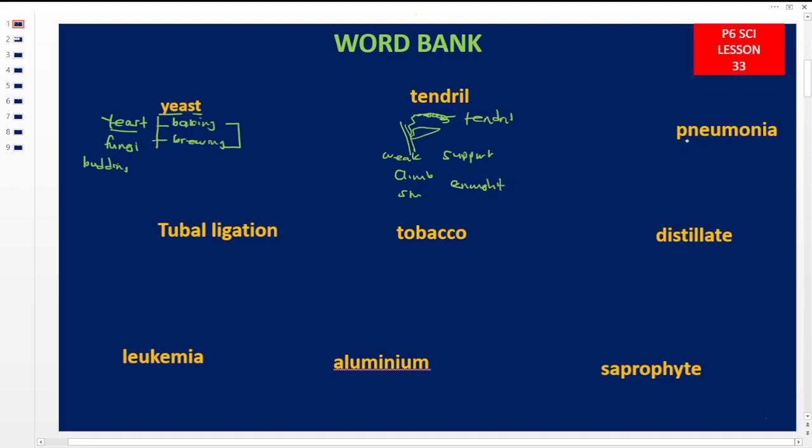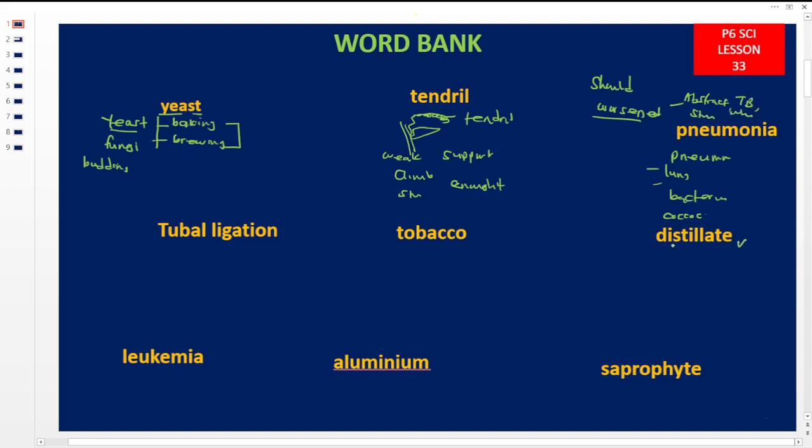Now we have this word pneumonia. It affects our lungs and is caused by a bacterium called pneumococcal, which is under the type of coccus bacteria, as we discussed in the Monera kingdom. In the previous lesson we said that people with pneumonia shouldn't smoke. Why? Because smoking can cause pneumonia to be worsened. The same applies to people with asthma, TB (tuberculosis), whooping cough, and stomach ulcers.